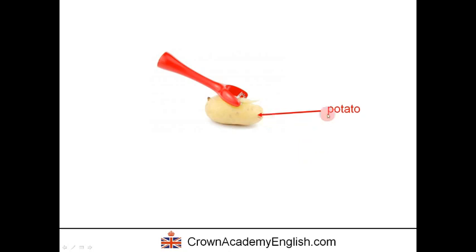So here is a potato. And this object, this red object, is called a peeler. So this is the noun. This is the noun describing the object. This is called a peeler, vegetable peeler.